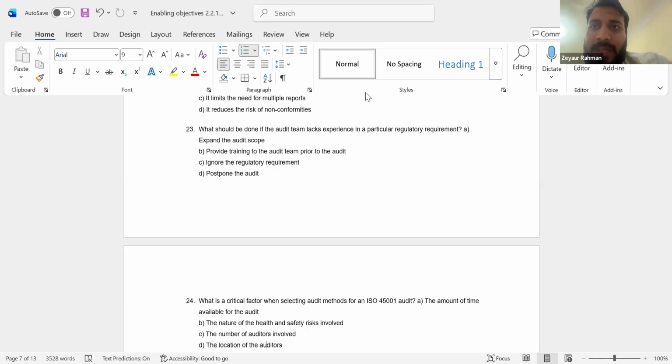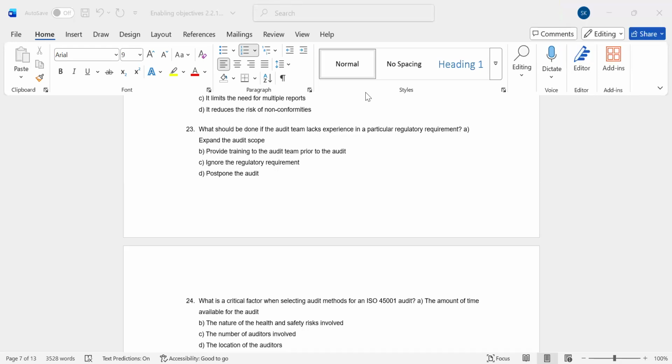What should be done if the audit team lacks experience in particular regulatory requirements? A. Expand the audit scope. B. Provide training to the audit team prior to the audit. C. Ignore the regulatory requirement. D. Postpone the audit. Scope change is not needed. It's B, sir. It seems B only. Yeah, that is the only thing which can be done. Yes, sir. If they don't have experience in that regulatory requirement, you have to provide them training. Yes, right. Good.